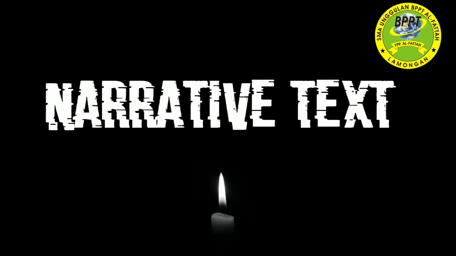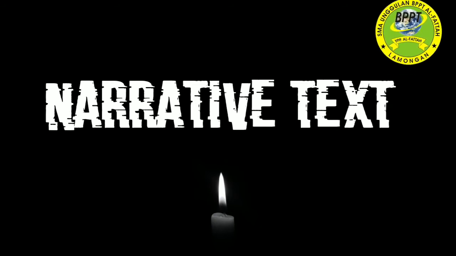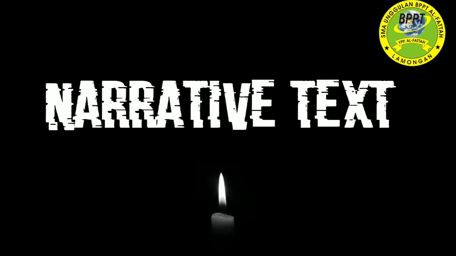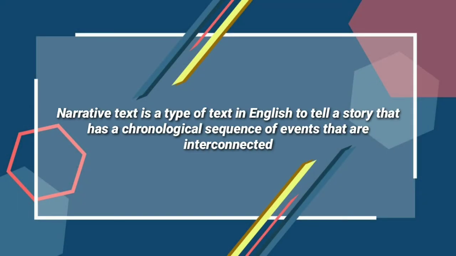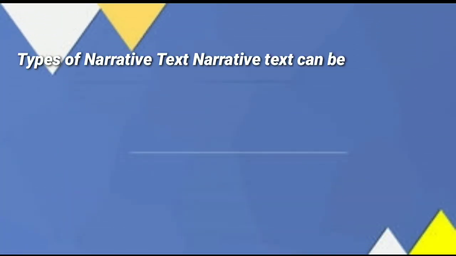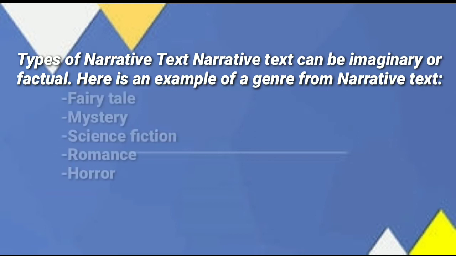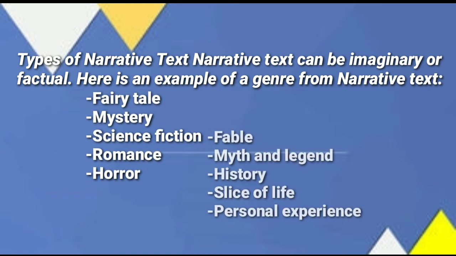Here, I want to explain a narrative text. Narrative text is a type of text in English used to tell a story that has a chronological sequence of events that are interconnected. Types of narrative text: narrative text can be imaginary or factual.